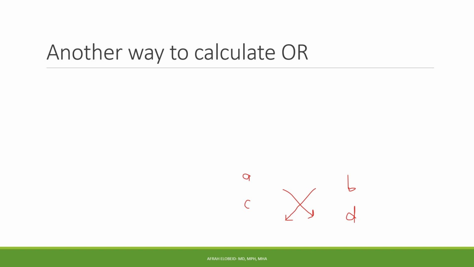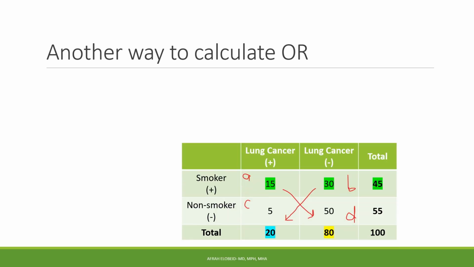Okay, as I said, there is another way to calculate the odds ratio. We have the same 2 by 2 table, and we do simple math. We said the rule for the odds ratio is A by C divided by B by D, right? The odds for the cases divided by the odds for the controls. By simple math, when we have two fractions divided by each other, we can change it into multiplication by reversing the second fraction. So we keep A divided by C as it is, and we reverse the second fraction and change the division sign to a multiplication sign.